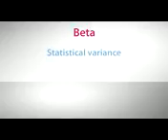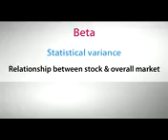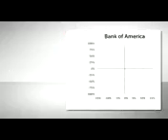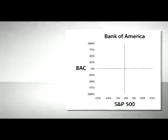Beta is a measure of statistical variance. It represents the relationship between a stock and the overall market, usually in terms of the S&P 500 index. Think about it this way. If we measure the monthly change in the price of a stock against the monthly change in the index, we could plot those figures on a chart.